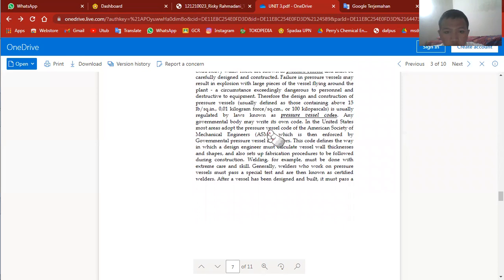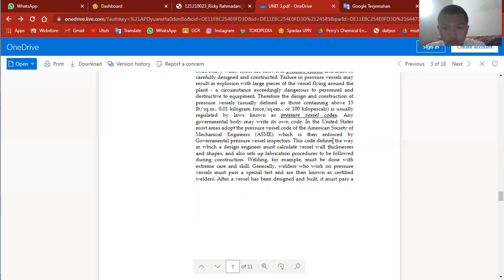Any governmental body may write its own code. In the United States, most areas adopt the pressure vessel code of the American Society of Mechanical Engineers (ASME), which is then enforced by governmental pressure vessel inspectors.